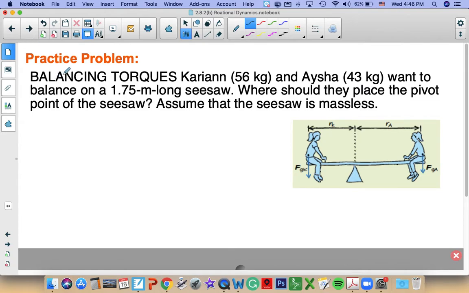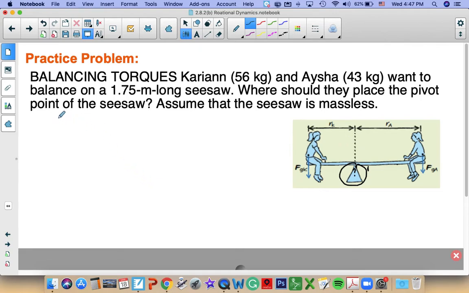So we have a problem here with torque. We have Carrie Ann, she's 56 kilograms, and Aisha, 43 kilograms. They want to balance on a 1.75 meter long seesaw. But now we're trying to figure out where we should put the fulcrum, or the point of rotation. This is kind of backwards from what we did the other day. The other day we had it right in the middle, but now we have it off to the side. We have to figure out where this is. So it's a little bit more complicated.